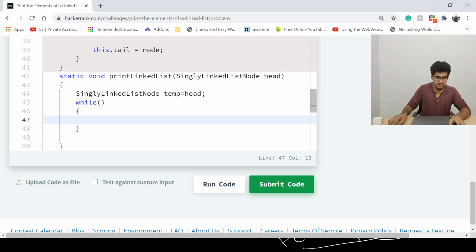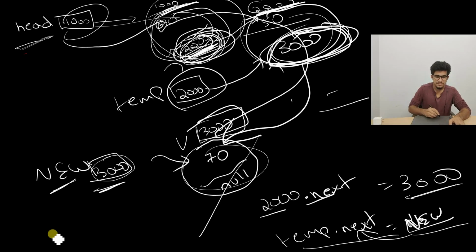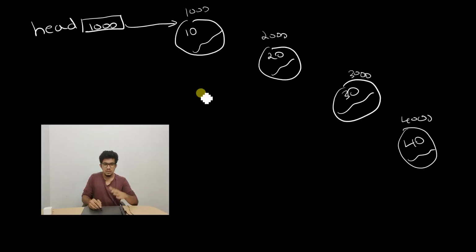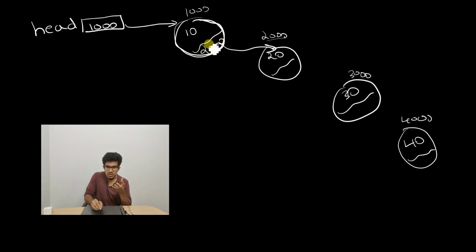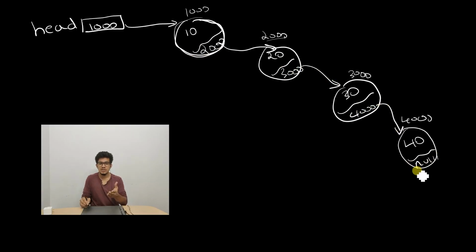Let me take an example. Head is pointing to this 1000 object. If this has to connect like this, its address 2000 has to be stored here, so that this object knows where to go next: 2000. Then 3000 means it is connected here, and 4000 means this object is connected to 4000. Null means the last object is not connected to anything.